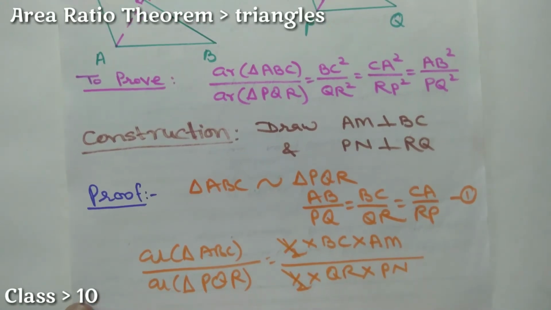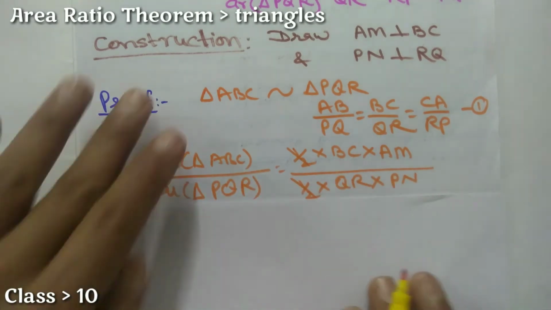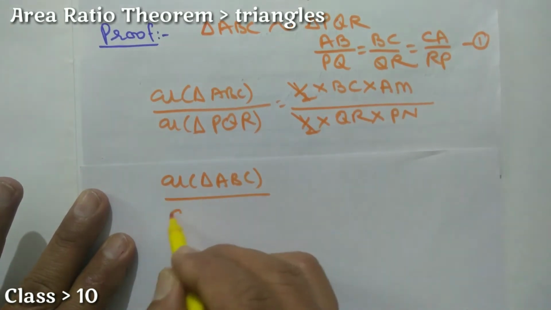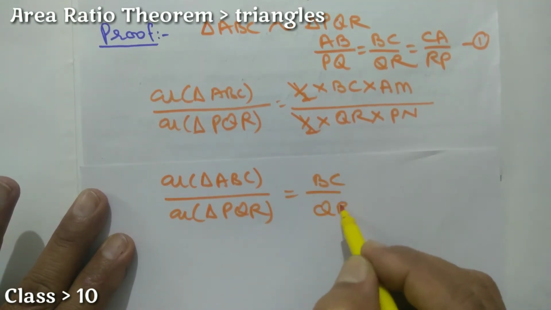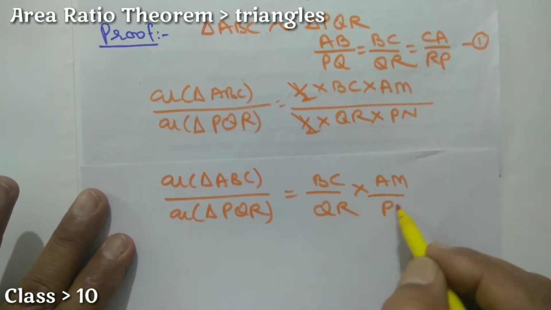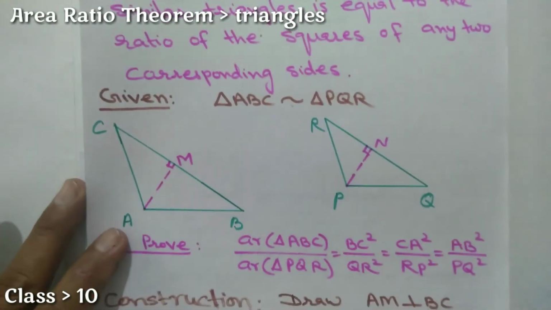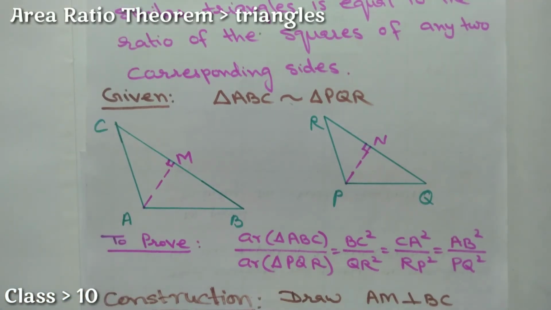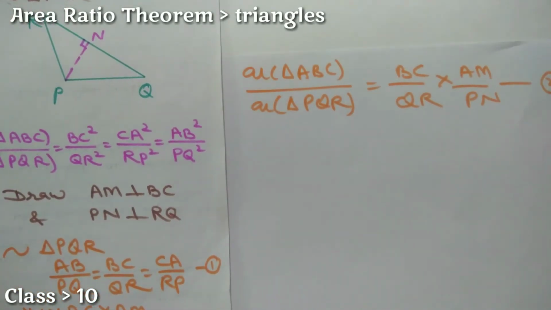So half gets cancelled, so I am left with area of triangle ABC upon area of triangle PQR is equal to BC upon QR into AM upon PN. Let it be second. But we had to prove that AB square upon PQ square, BC square upon QR square, is equal to the ratio of the areas of the triangles. Now I have to get this result. So in order to get this result, what do we do?